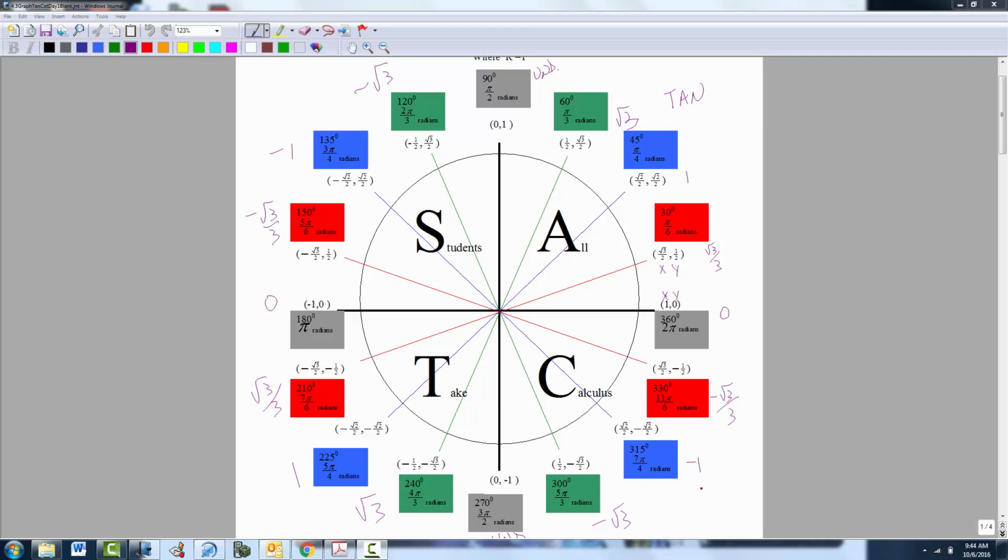The only reason I reference this is we're going to graph tangent today. So you better have your mind in the right spot. Put that Chromebook away, sir. Makes me think you're not paying attention.